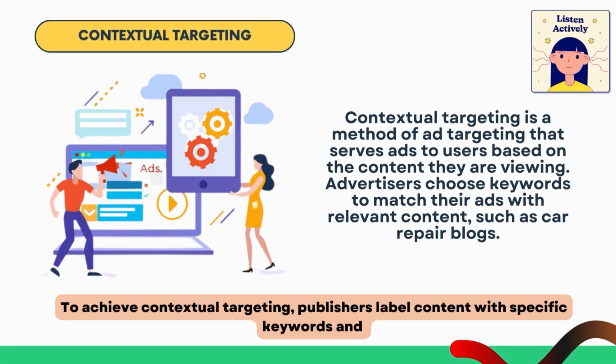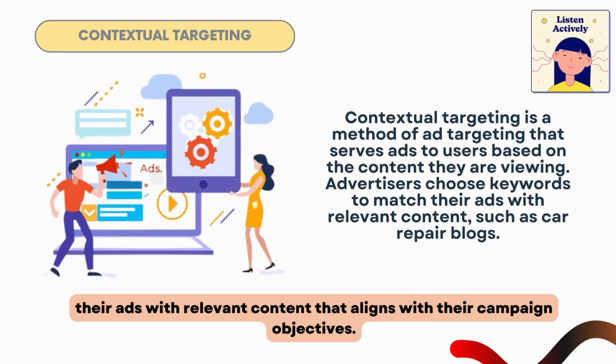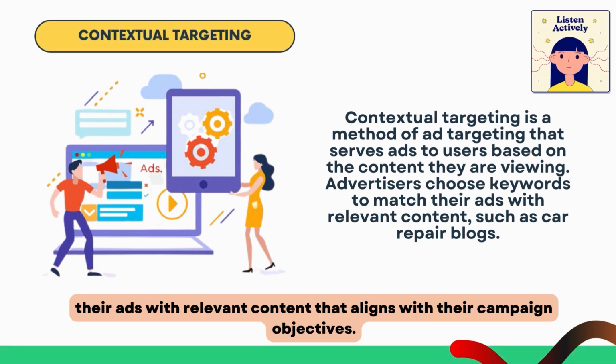To achieve contextual targeting, publishers label content with specific keywords and advertisers choose those keywords when setting up their ad campaigns. This enables them to match their ads with relevant content that aligns with their campaign objectives.